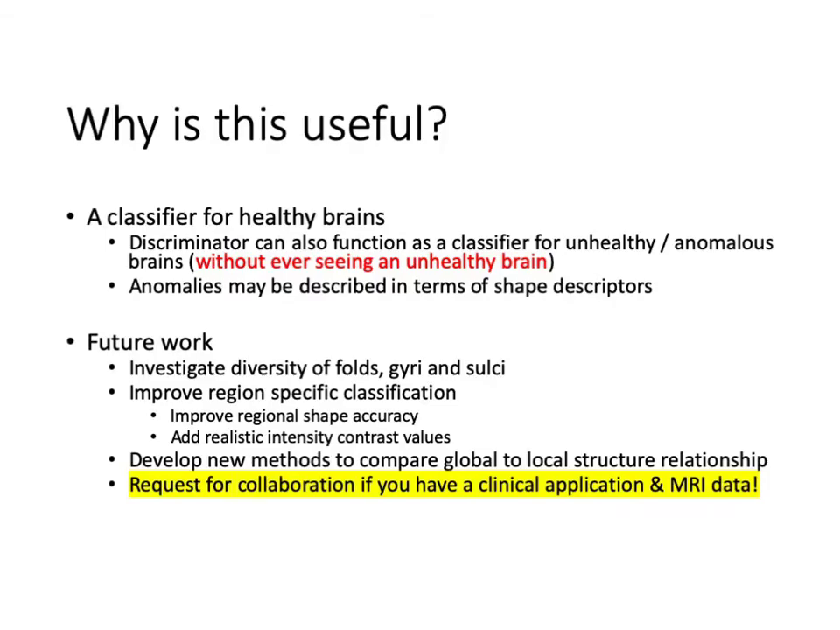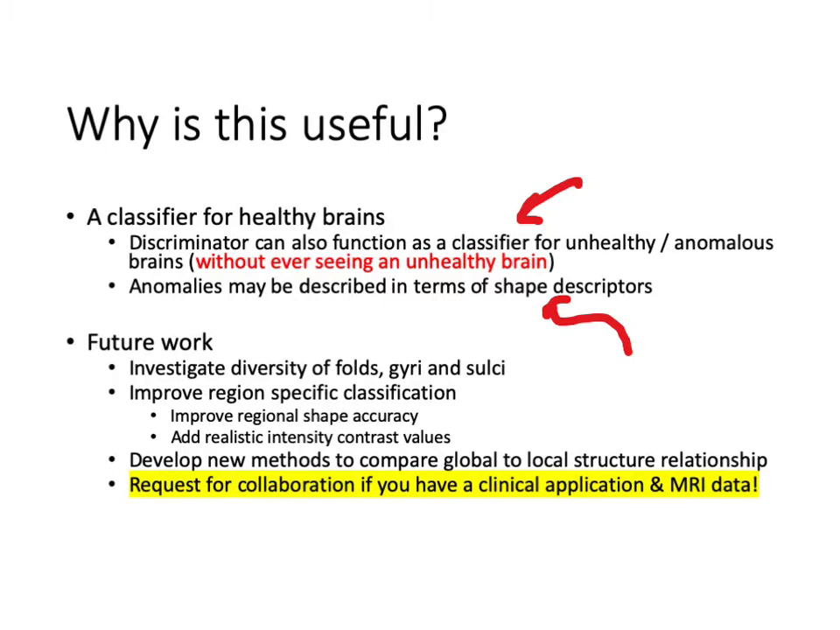So why are these deep neural networks that I've presented to you, how could they be useful? Well, I'll suggest that the discriminator after the training process is able to give a decision on whether any new image data sets match the training data set, and this can function as a classifier, a decision-making unit, to determine if brains are unhealthy or anomalous, and we can furthermore explore, for brains which have anomaly, the nature of the shape deformations through the shape descriptor.